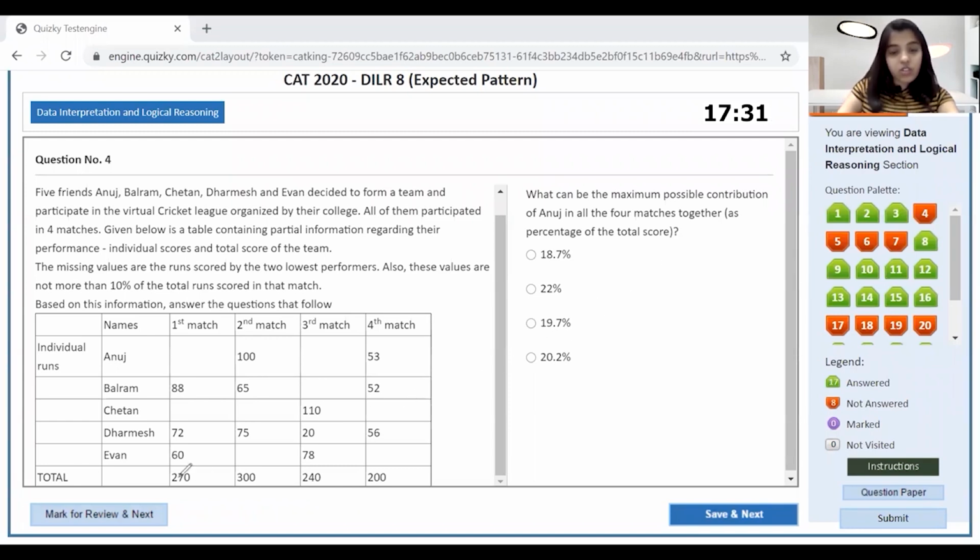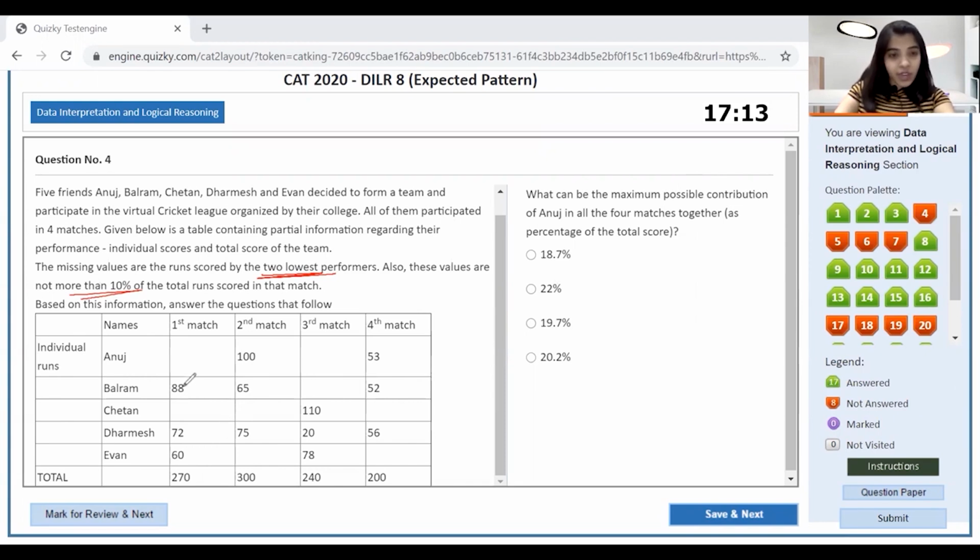Let's look at the questions. They're asking what can be the maximum possible contribution of Anuj. So this is a range question, right? What is the maximum possible? Let's look at the conditions. These are 2 conditions: they are the lowest performers and not more than 10%.